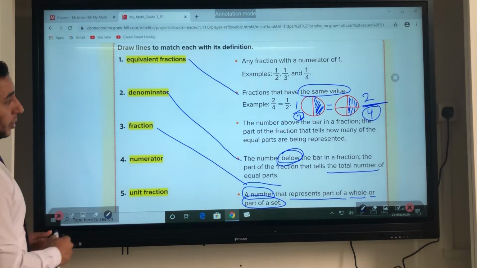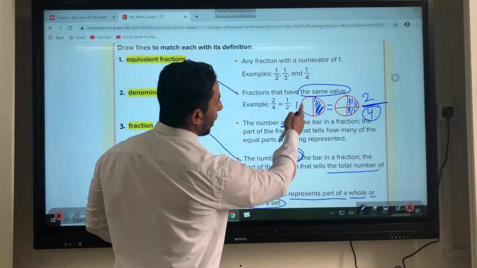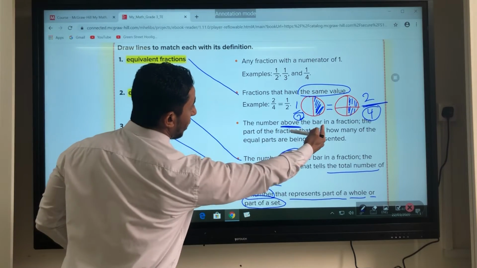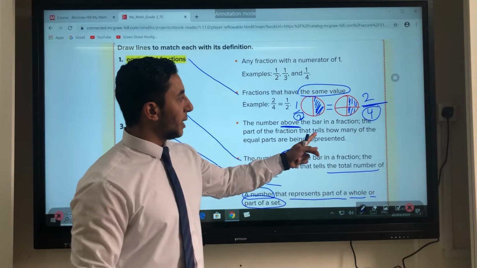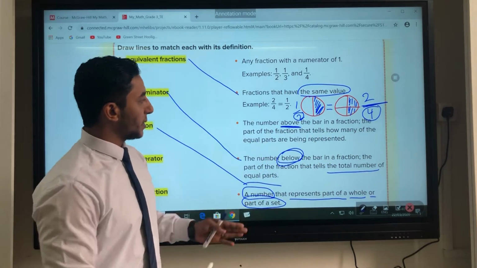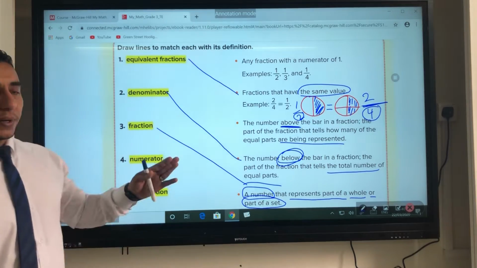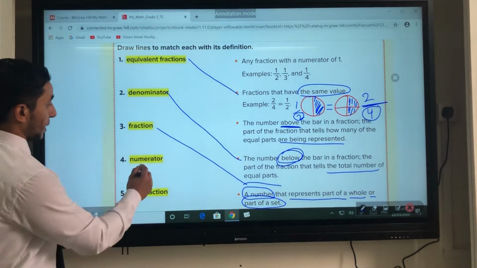Good. Numerator, as I said, is the number above, like 1 and 2. A number above the bar in a fraction, or the part of the fraction that tells how many of the equal parts are being represented. So any number written above the bar is a numerator.